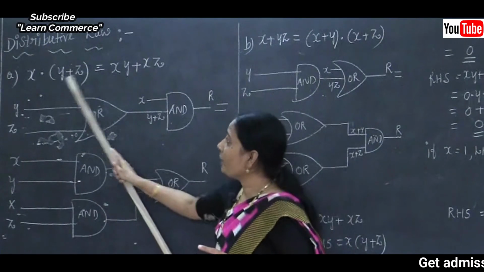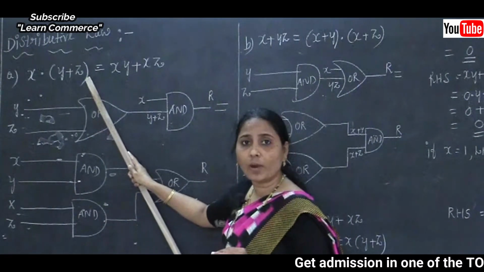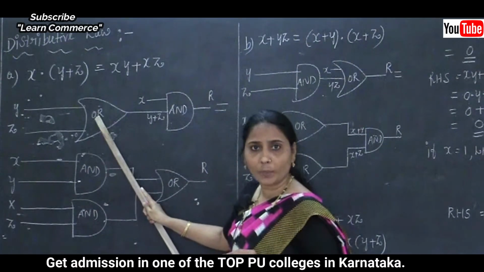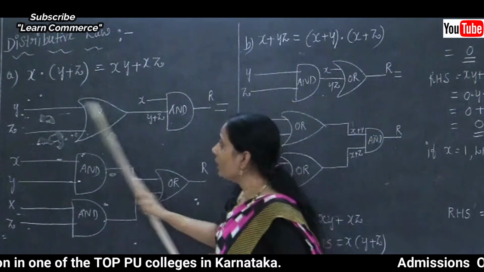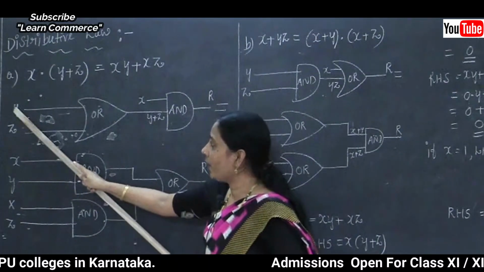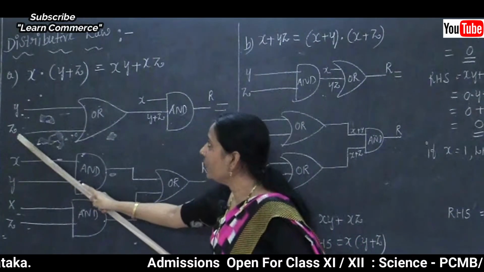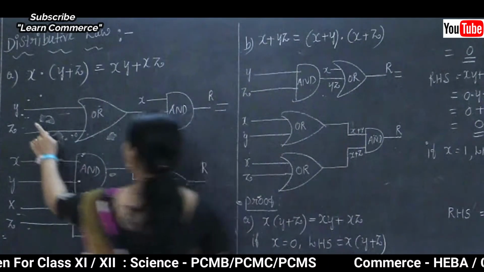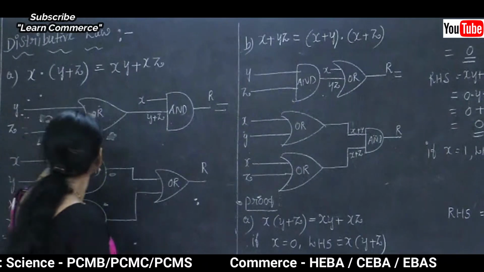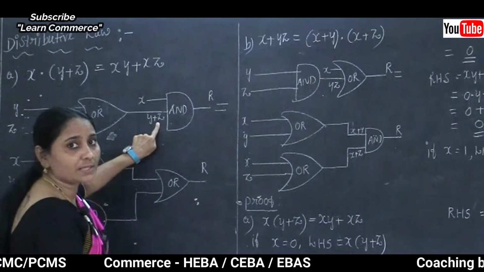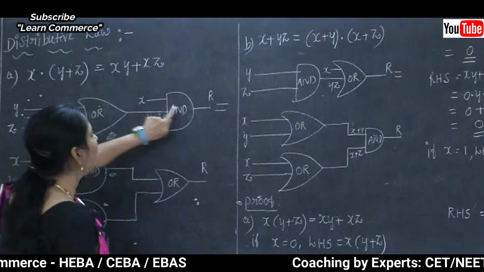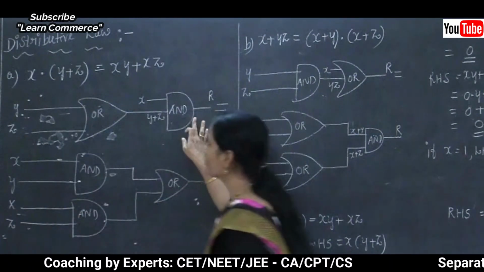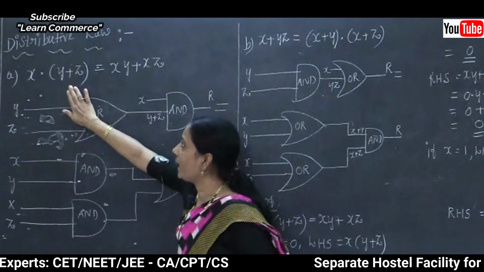So the y plus z. I am going to take y plus z first. For y plus z, we need to draw an OR gate, y or z. Then the dot symbol is the AND. So this is y or z, that is y plus z, with the dot operator, and x. Clear this point here? So this is the symbol of our first expression, the left hand side.